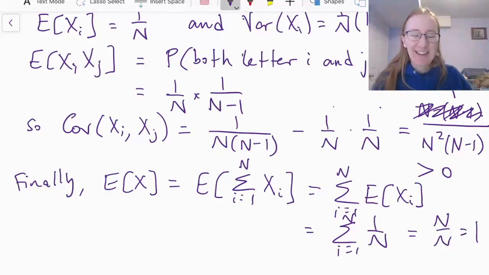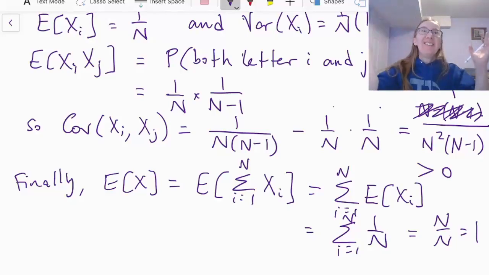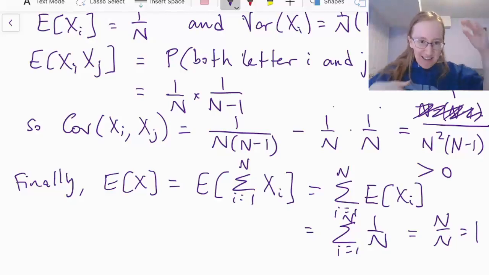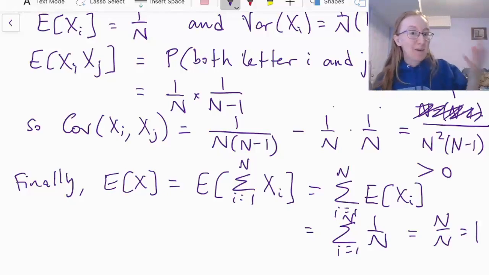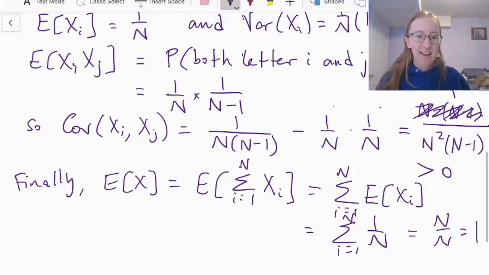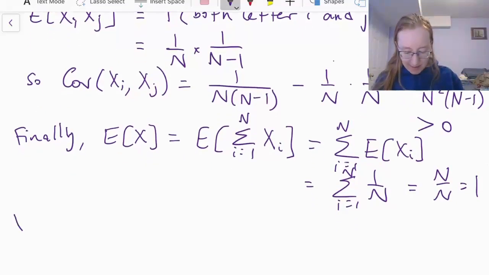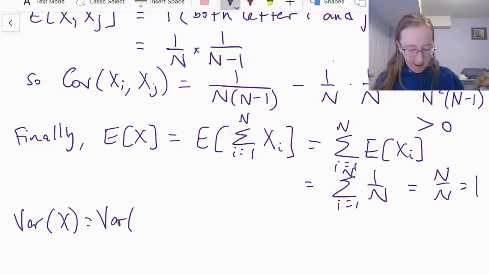So on average, no matter how many letters there are, exactly 1 will be correct, which is so weird. Because again, they go in exact opposite directions to each other. The probability is 1 over n, and the number of chances is n, and so it cancels out exactly. And then similarly for the variance of x, which is the variance of the sum of these xi's.